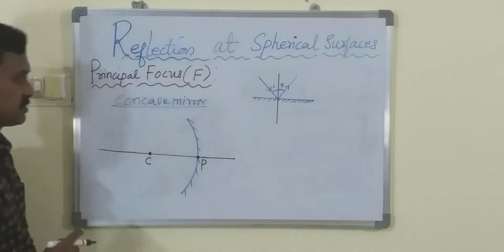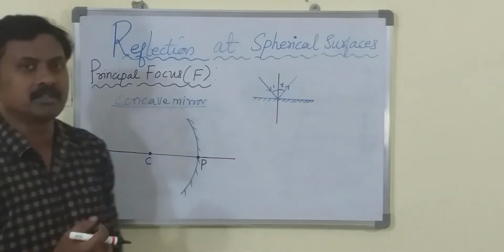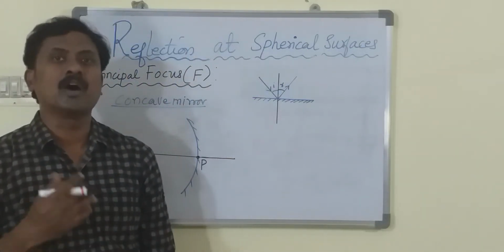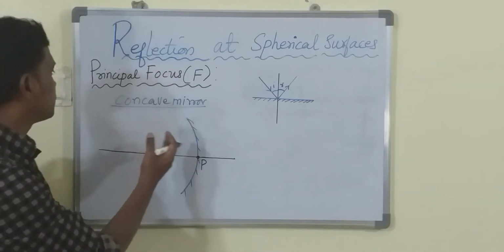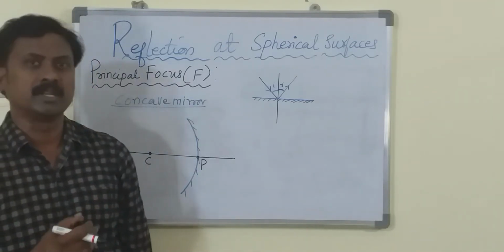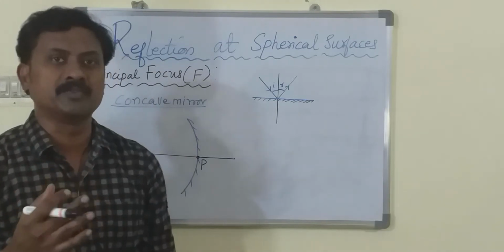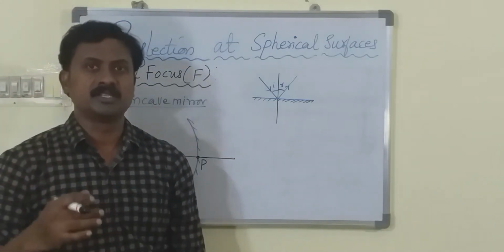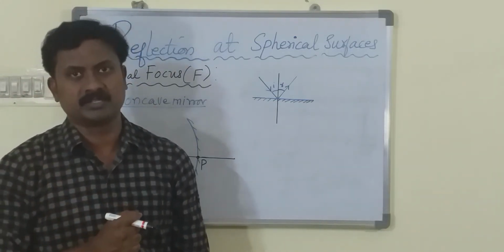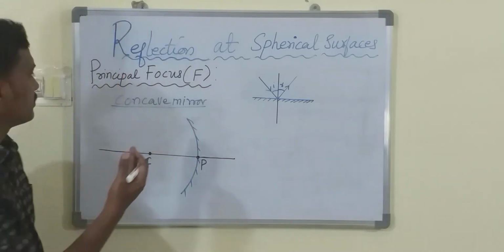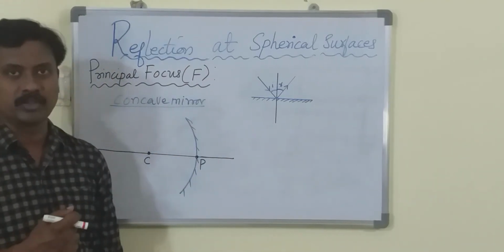This is the principal focus. Now in order to get the principal focus, initially you have to incident a parallel beam of light rays onto these mirrors. Generally a parallel beam comes from an object which is at a very far distance. Generally it may be at infinity. So a parallel beam of light rays must be incident on the concave mirror.